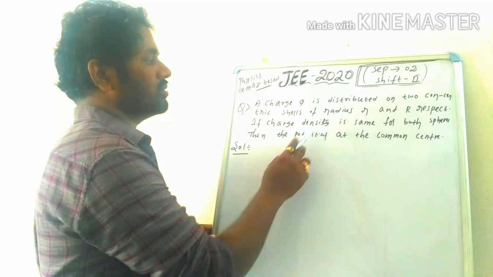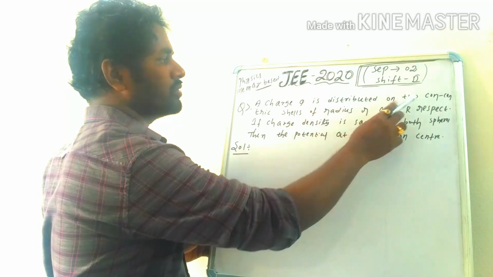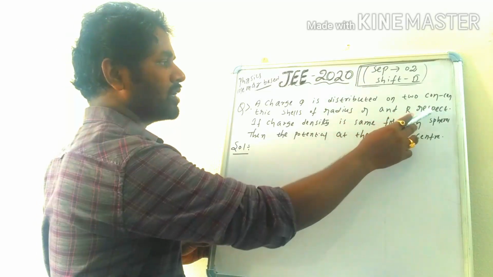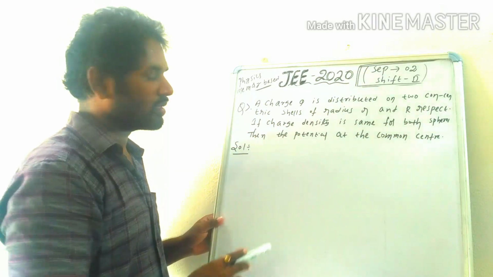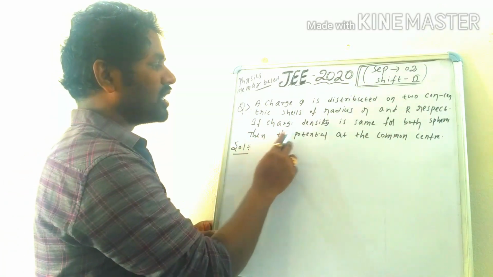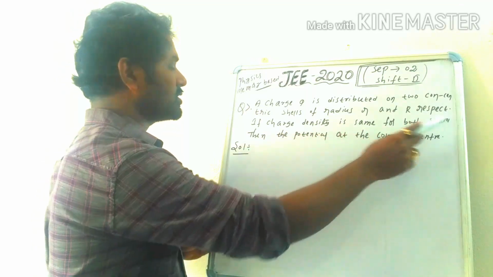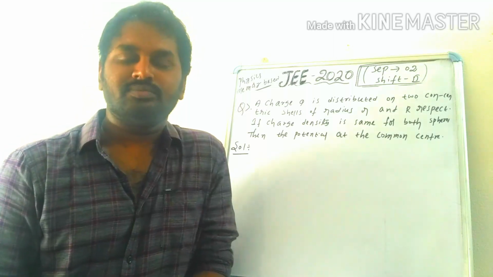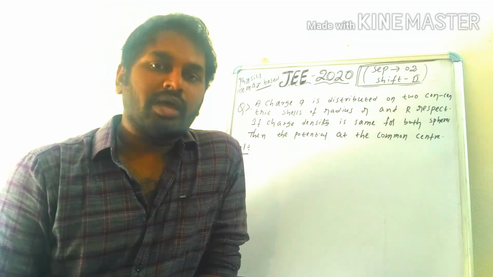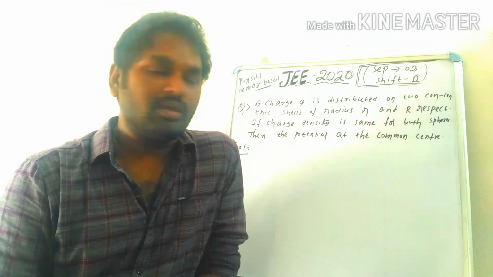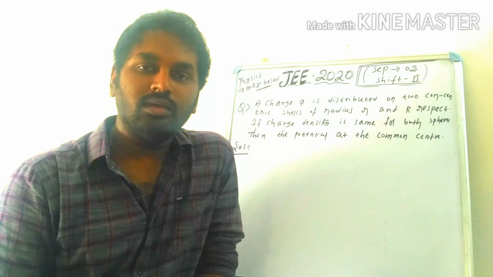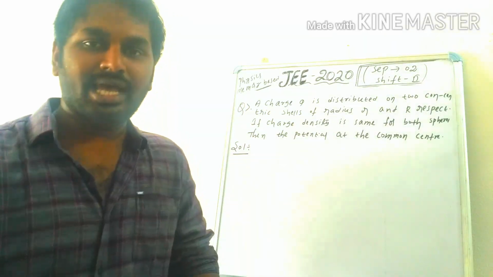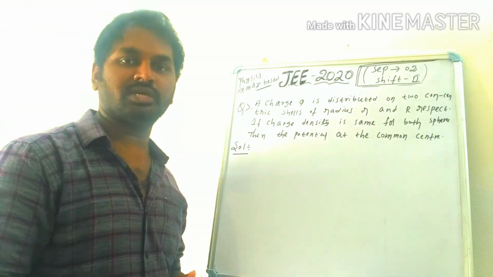A charge Q is distributed on two concentric shells of radius small r and capital R respectively. If the charge density is the same for both the spheres, then find the potential at the common center of the two shells. Let us draw the diagram to understand the question in detail.